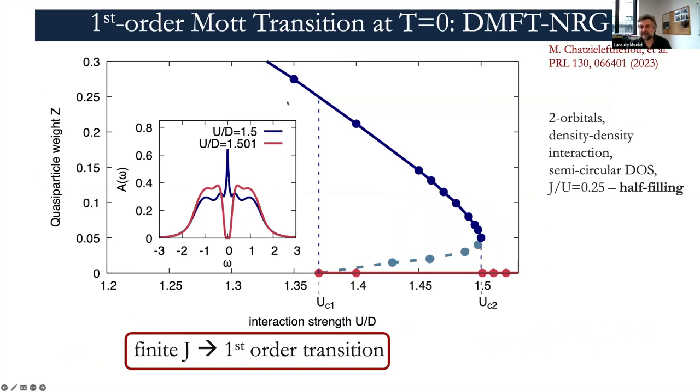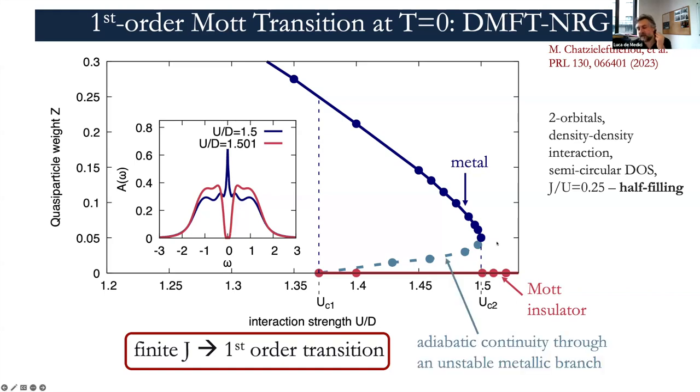So we realized that this transition, again, is illustrated here by the fact that Z drops from a metallic solution in blue to an insulating solution in red, which then goes on for a higher interaction strength. This goes through a jump, a discontinuity, which is portrayed by the difference in the 2 spectral functions of these 2 solutions. And what we found is that this jump is characterized by the fact that the 2 solutions are actually adiabatically connected through a 3rd branch, which is unstable and metallic.